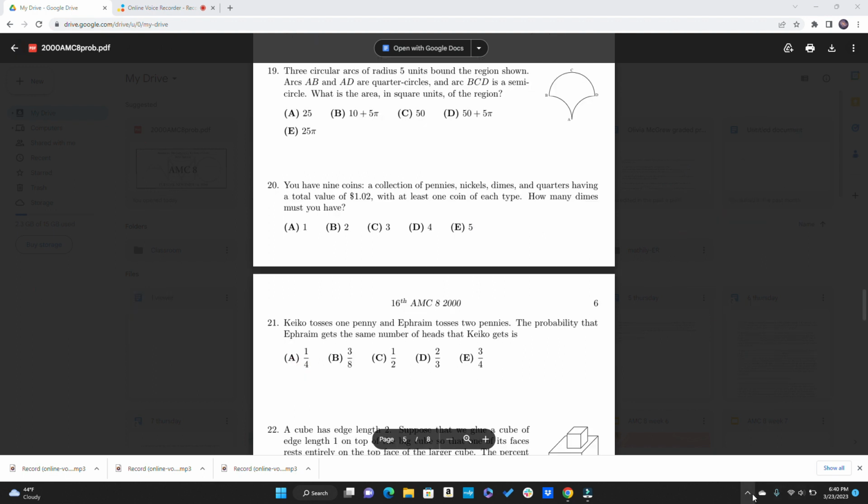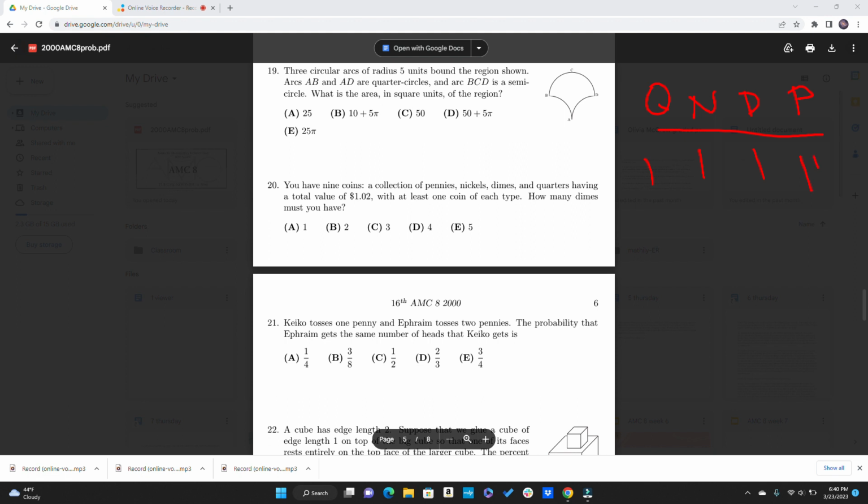So for this one, we have quarters, nickels, dimes, pennies. We'll keep track of them. We know we have one of each type at least. So that's one of each. And they add up to 102 cents, or $1.02. So because there's the 2 at the end, the 2 cents, we know that there has to be at least one more penny, right? Because nothing else is going to give the 1 more cent.